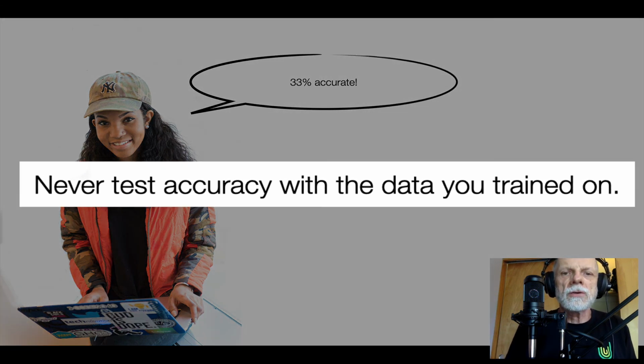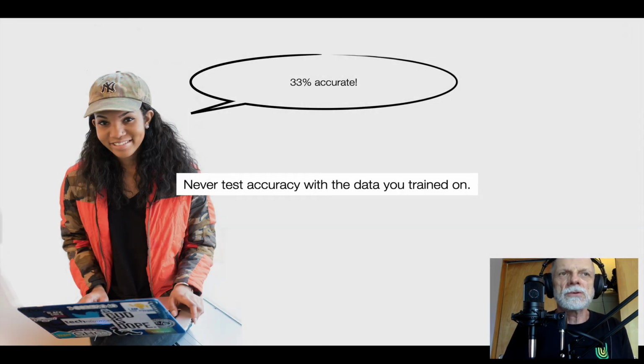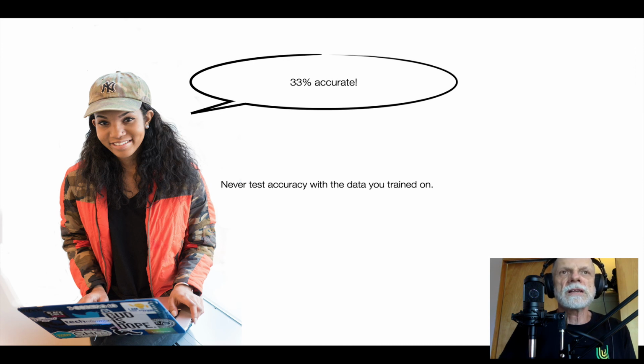So the key here is we shouldn't test accuracy with the data we trained on, right? Because you can just remember it. It gives us kind of a false sense of how accurate, hey, I'm 100% accurate, when that's not really an accurate representation. So I'm using accurate in two different ways here, but that's not a really good way of determining accuracy. We should always test on new information.